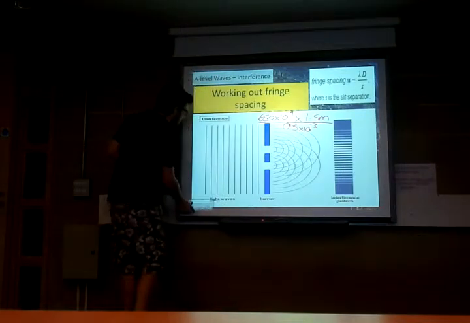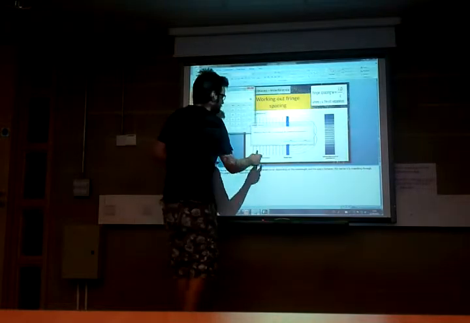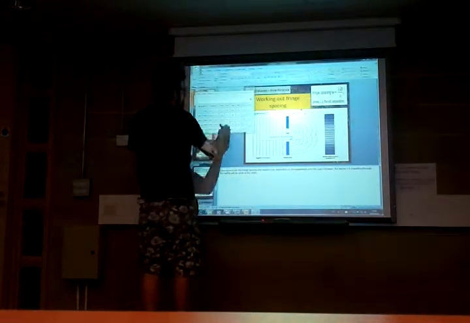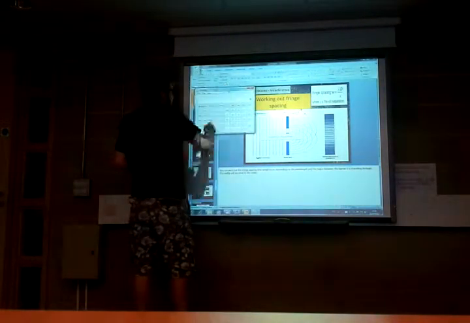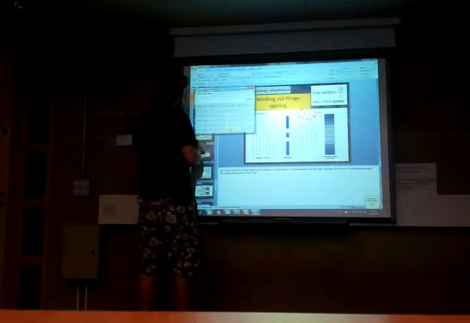Okay, so this is what we need to work out. Therefore, I need to go and get my calculator. So what we've got here is our 650 times 10 to the minus 9. It helps if I put my pen down, otherwise it's not going to let me do it.